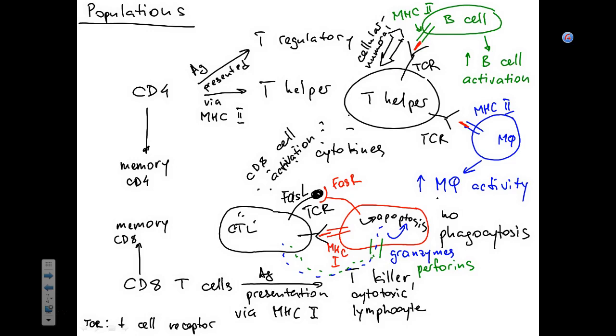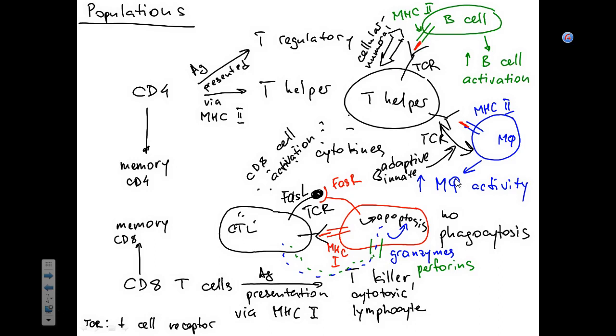This will also be the link between adaptive and innate, because your T cells are necessary for macrophage activation. Does that make sense? The whole system, yes, the entire immune response becomes much, much less active. That makes sense?